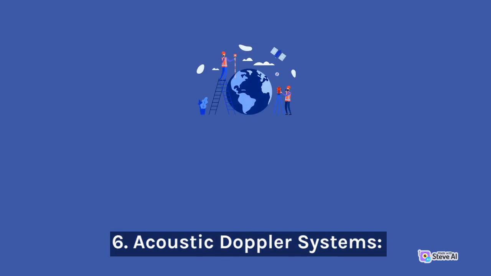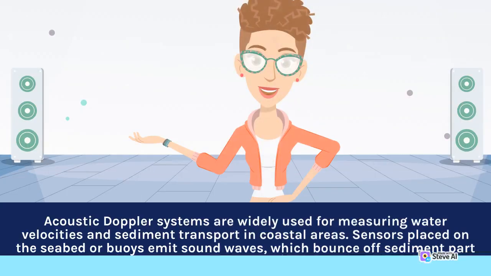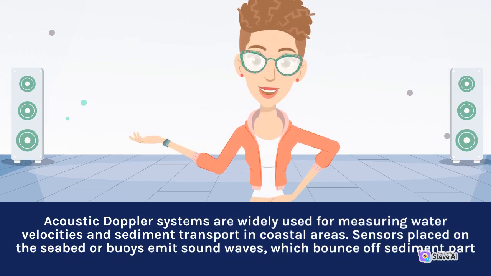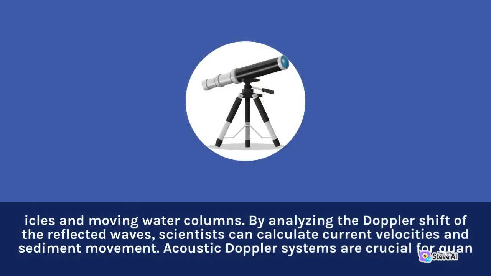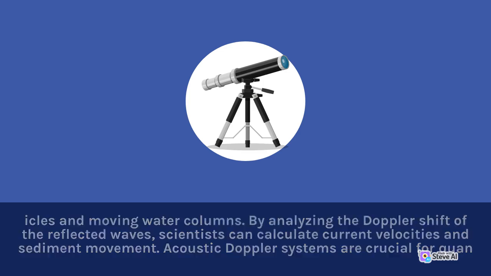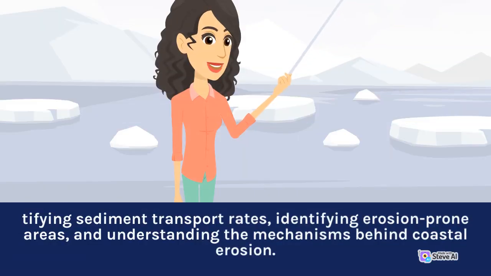6. Acoustic Doppler systems. Acoustic Doppler systems are widely used for measuring water velocities and sediment transport in coastal areas. Sensors placed on the seabed or buoys emit sound waves, which bounce off sediment particles and moving water columns. By analyzing the Doppler shift of the reflected waves, scientists can calculate current velocities and sediment movement. Acoustic Doppler systems are crucial for quantifying sediment transport rates, identifying erosion-prone areas, and understanding the mechanisms behind coastal erosion.